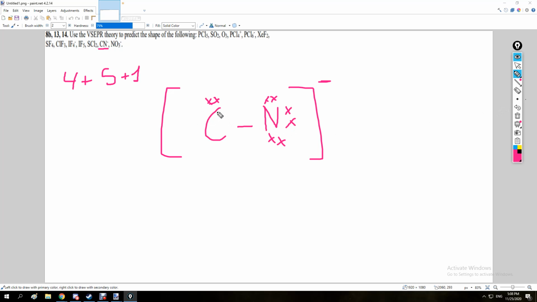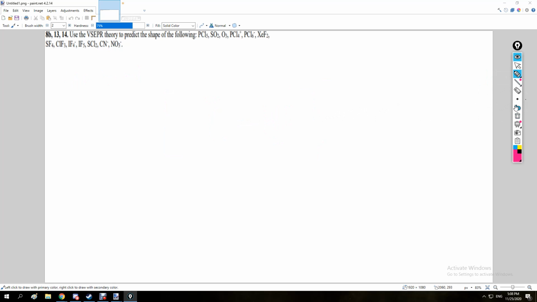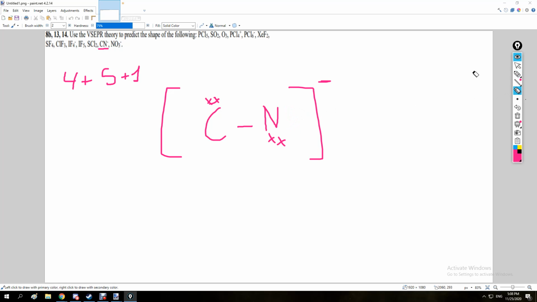But this is wrong because carbon needs 8 around it, so we'll start removing lone pairs off the nitrogen, and we'll make this a double bond. Still not enough, so we're going to remove one more lone pair off the nitrogen, make this a triple bond. So this is how CN minus looks.